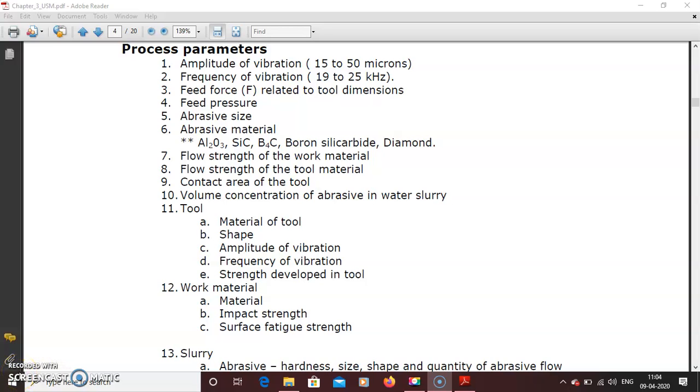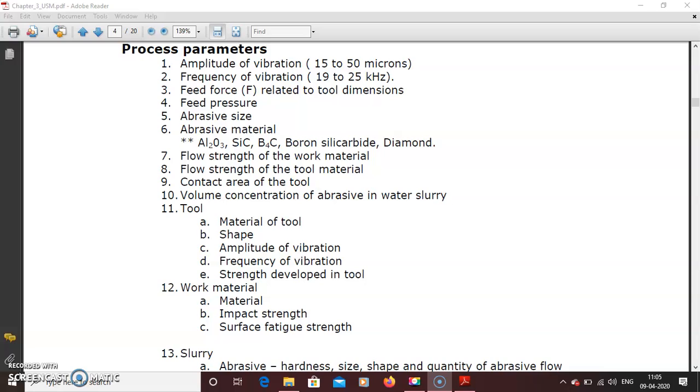Now next is the feed pressure. If we increase the feed pressure between the tool and workpiece, basically in between we have abrasive slurry, that is a mixture of abrasive and water. As we are increasing the pressure on the abrasive particle, it will ultimately increase the pressure on the workpiece material. Those are connected with the abrasive. Suppose we have only one abrasive particle between tool and workpiece. As we are applying the pressure on the tool, it will transfer to the abrasive particle and ultimately to the workpiece. So it is increasing if we increase the feed rate.